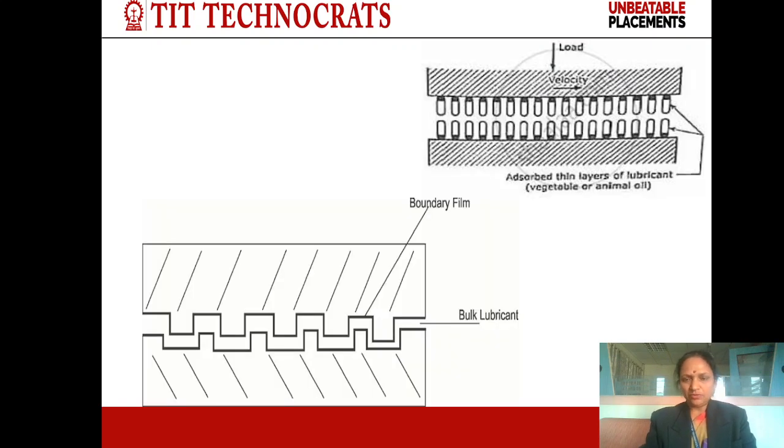This is the diagram of thin film lubrication. As we can see, a thin layer of lubricant is applied between the two metal surfaces. If we want to use vegetable or animal oil in this lubrication, we have to add some additives to improve the quality.